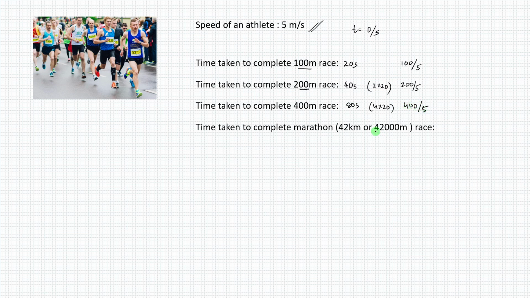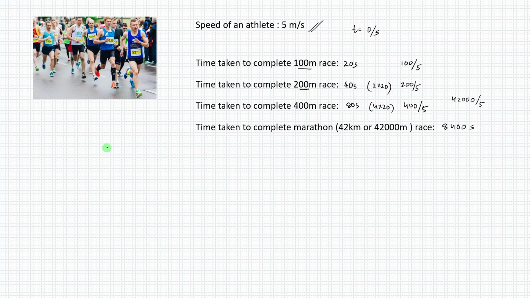What will be the time to do a marathon, say, which is 42 kilometers or 42,000 meter race? That will be easy. That is 42,000 divided by 5. So that will be roughly 8,400 seconds, the time taken by the athlete to complete the marathon race, right? So you can clearly see I started with 20 seconds. Then I increased the distance to 200, so the time got doubled. Then I increased the distance 4 times, so the time took 4 times.